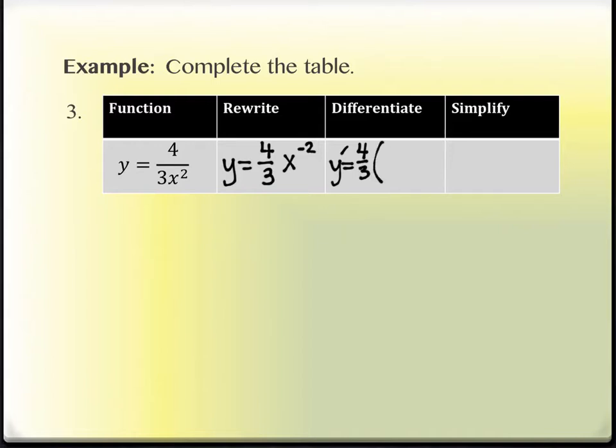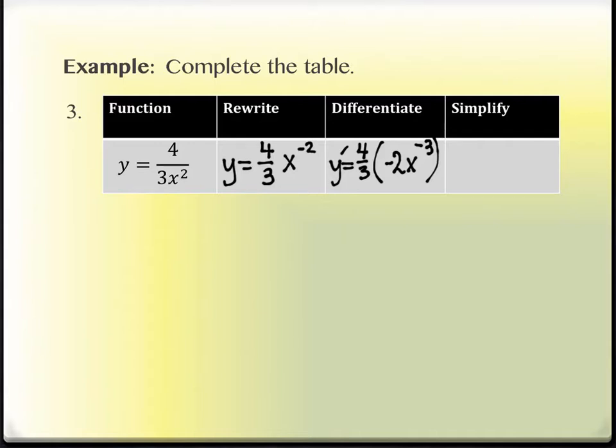And then the x to the negative 2 we have to deal with. So what is the derivative of x to the negative 2? Negative 2x to the negative 3. Yeah, negative 2, and then it's x to the negative 3. Right, we decrease negative 2 minus 1 is negative 3.